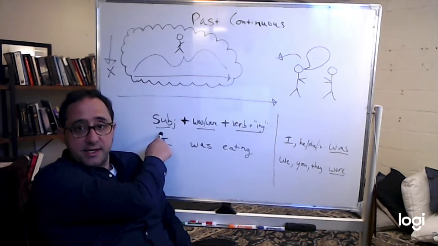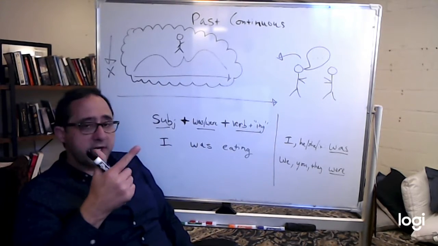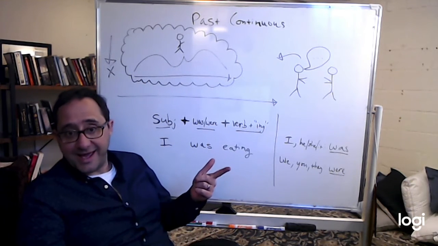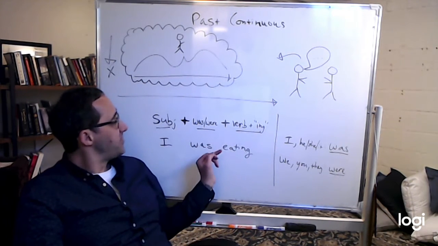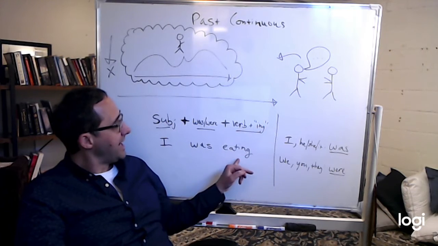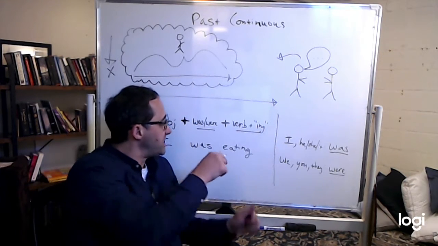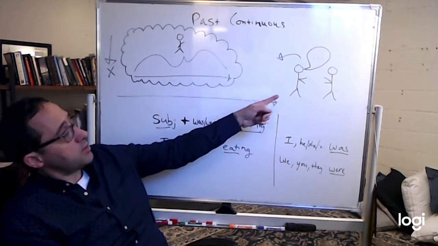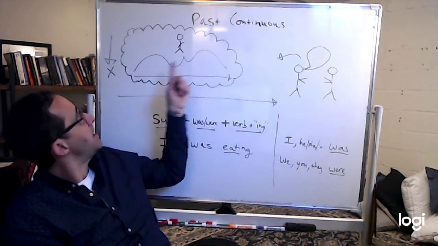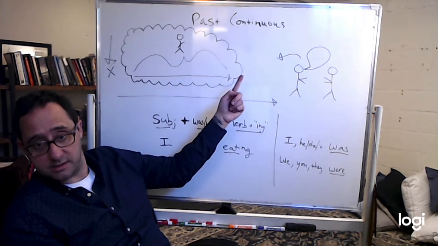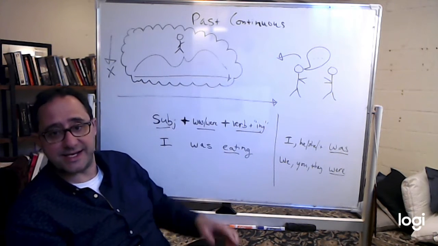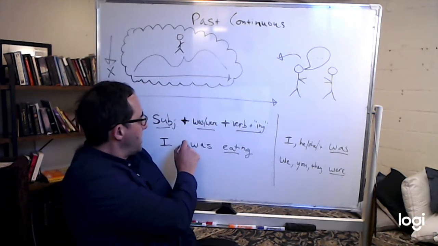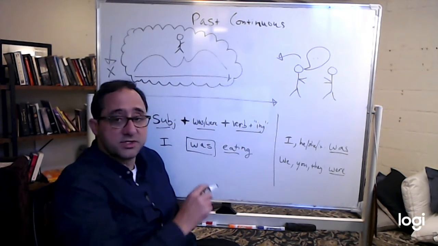You put the subject in: I, you, he, she, it, we, they. Add was or were, and then the verb base plus ing. So, what were you doing yesterday afternoon? I was eating. Now, when do you know when to use was or were?